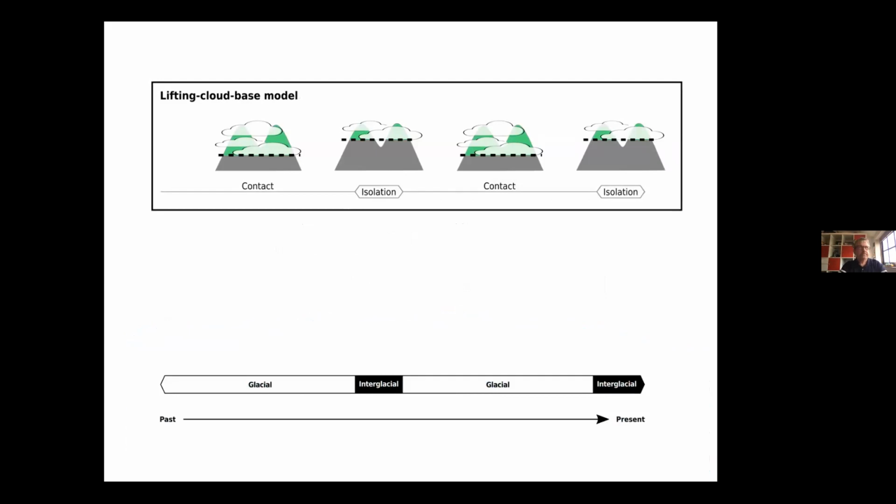Intuitively, we expect that as climate warms, the cloud layer should be pushed upslope. Warming climate, intuitively, we understand results in distribution limits of species being pushed upslope. And that's summarized in this model I'm presenting here, the lifting cloud-base model. Okay, so in warmer climates like now during interglacials, cloud forest is expected to be restricted to the upper slopes. And then during glacial periods, it will be more extensive, extending to lower elevations.